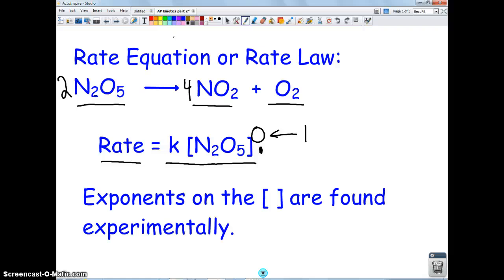A couple other reminders that as we look at this, we now know that the order of this reaction is going to be based upon the total sum of all of these exponents. Since there's only one exponent in this rate equation, then the order of this is going to be a first order reaction. This first order reaction tells us a lot of other information that we'll get to here in just a few minutes. So a couple things regarding K.